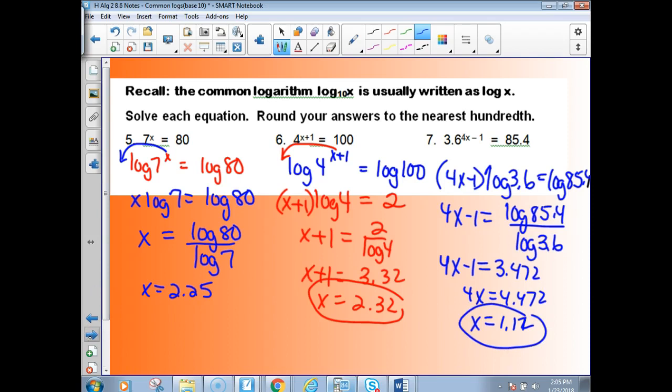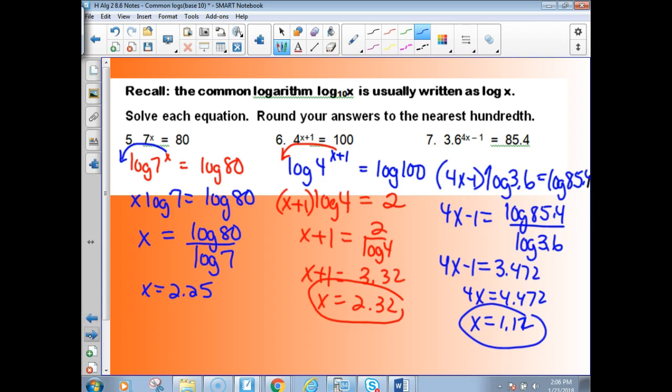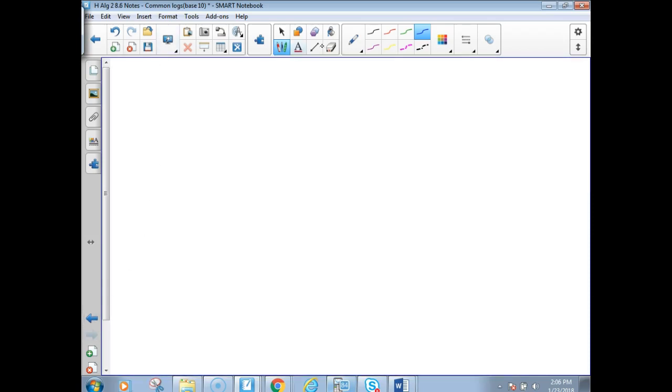Okay, anybody need this page still? No? All right. Hopefully feeling all right. There is something missing, I believe. Yeah, I do not know why those are missing from my smart notebook, but let's do them.